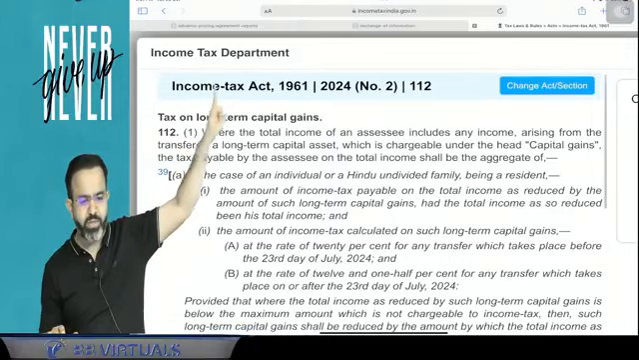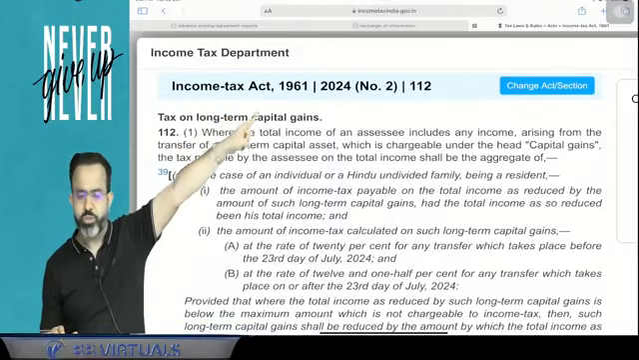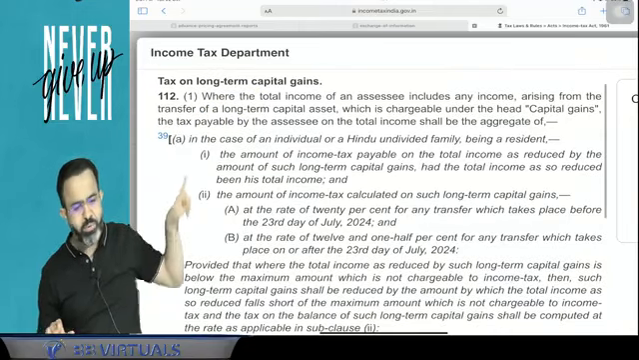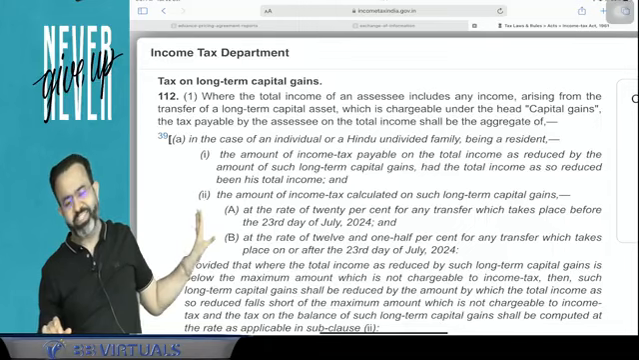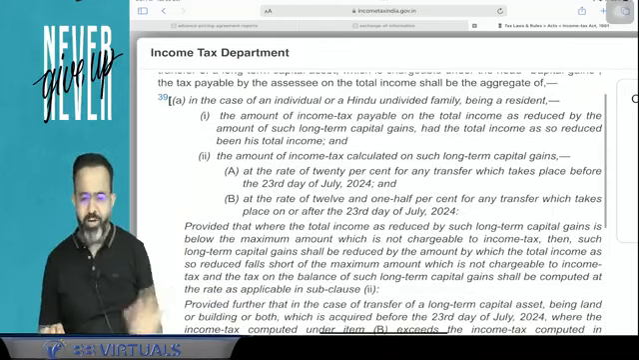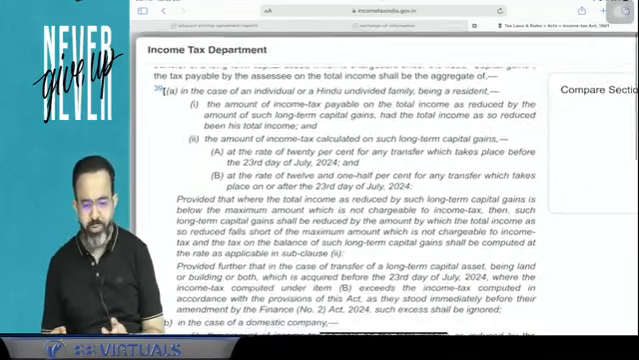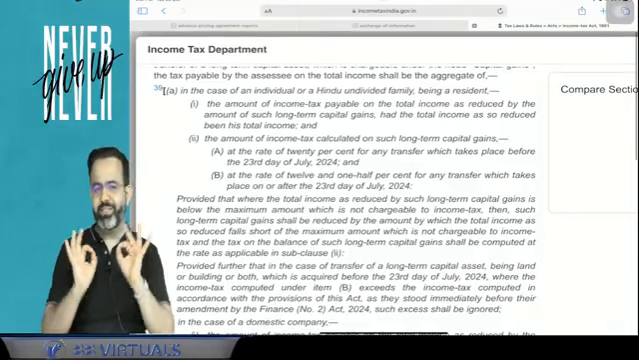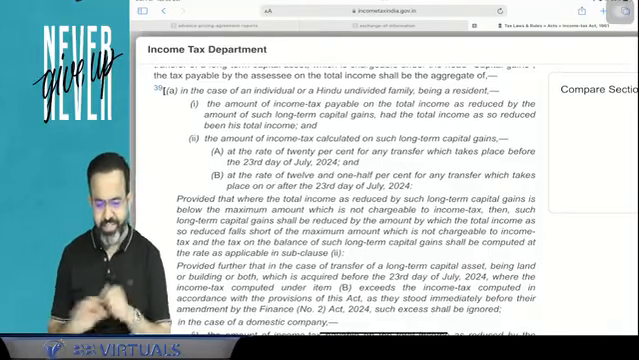If you open the income tax website, the Income Tax Act amended by the Finance (No. 2) Act 2024, and after that, what is 112? Just read this subsection 1, see what you are getting from that subsection 1, and on the basis of that, calculate the tax liability. Okay.